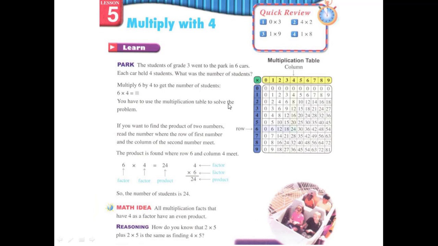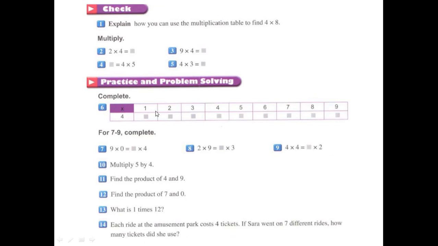Sorry. Now I have multiplication with 4, guys. All multiplication facts that have 4 as a factor have an even product. This is multiplication with 4, this table. Okay. 4 times 1, 4. 4 times 2, 8. 4 times 3, 12. 4 times 4, 16. 5 times 4, 20. 6 times 4, 24. 7 times 4, 28. 8 times 4, 32. 9 times 4, 36.